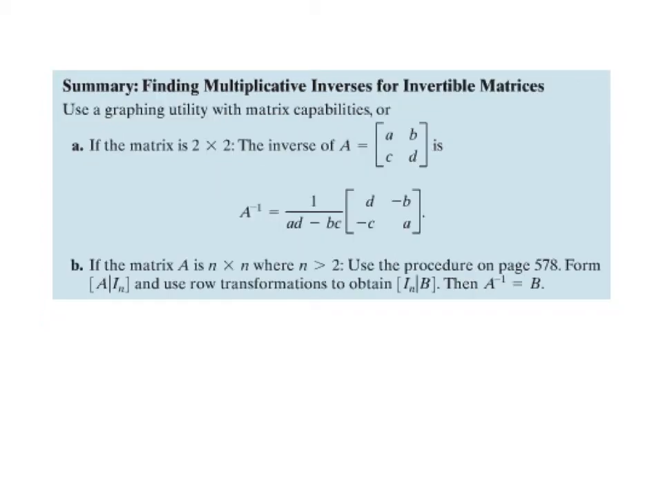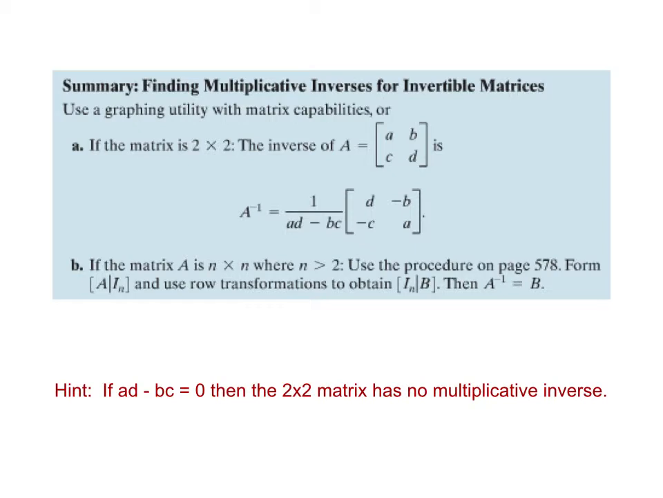Now let's summarize the previous procedures. If the matrix that you're given to find an inverse of is a 2x2, you can use the quick method. If it is larger, you can use the previous procedures. Now, remember, you can use the not quick method for a 2 by 2 if you forget the exact way to use the quick method. Also remember, if using the quick method you get AD minus BC equals 0, then the 2 by 2 matrix does not have a multiplicative inverse.